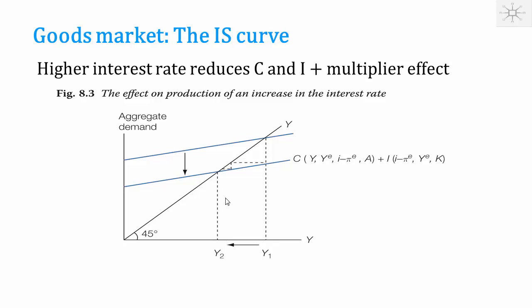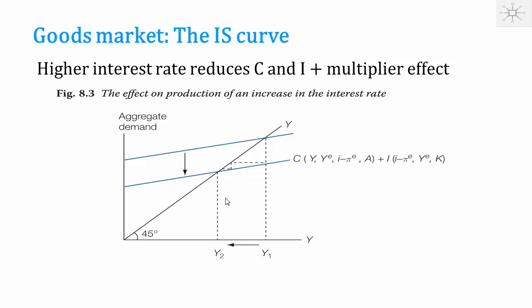So we get a decrease in production due to that, and we see that the effect of the interest rate on production will depend on two things. First, the direct effect that the interest rate has on consumption and investment, and then on the multiplier. And this is further analyzed in the book.